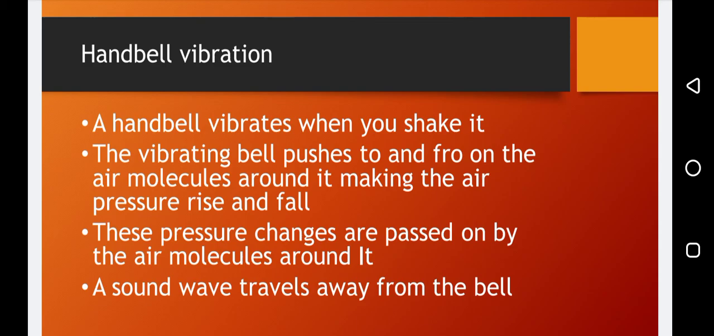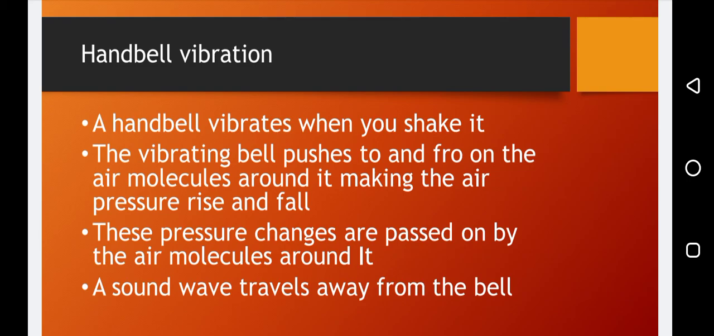Clear? So in this way the air pressure rises and falls, greater and less, because the bell is moving in the backward and forward direction. Sometimes the pressure increases and sometimes it decreases. These pressure changes are passed on by the air molecules around it. Clear? The air molecules carry these pressure changes and pass them on.